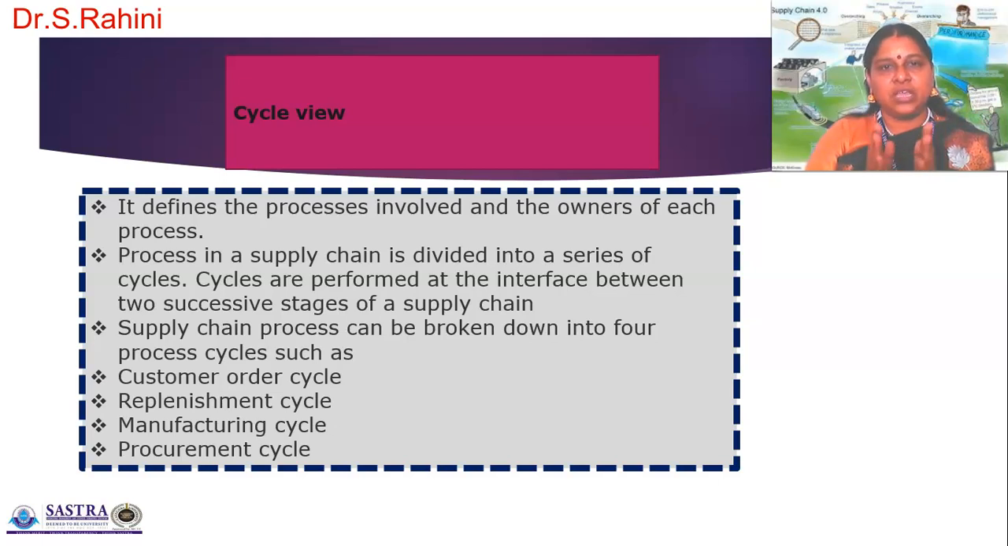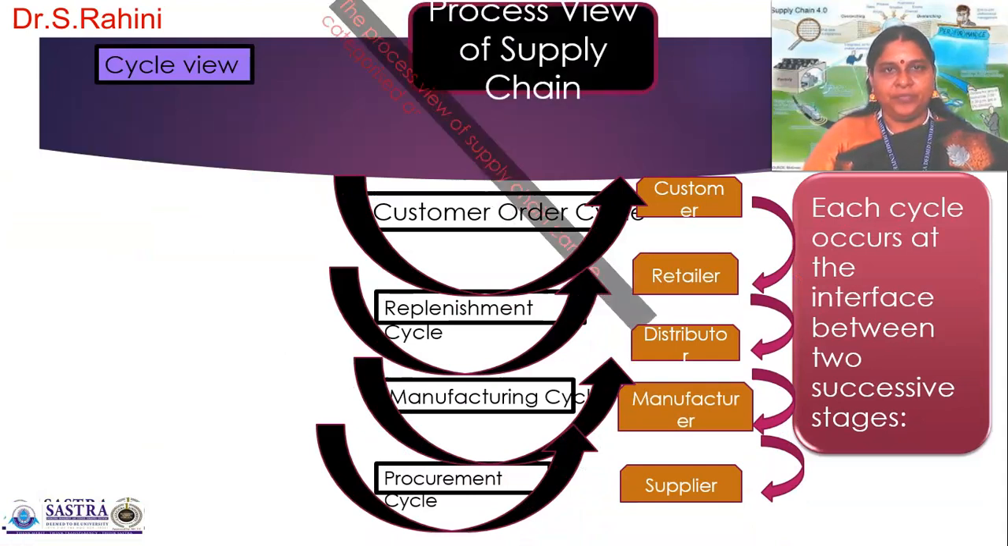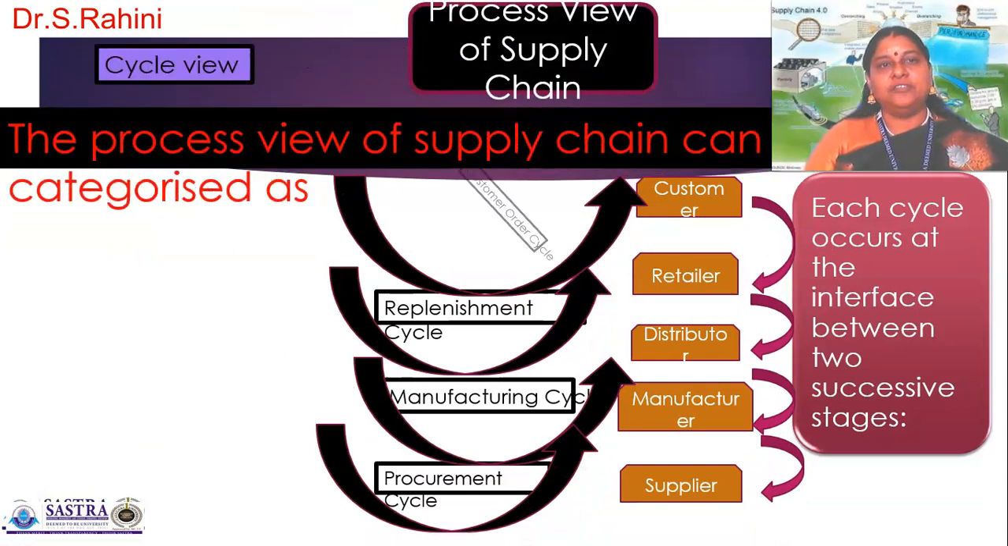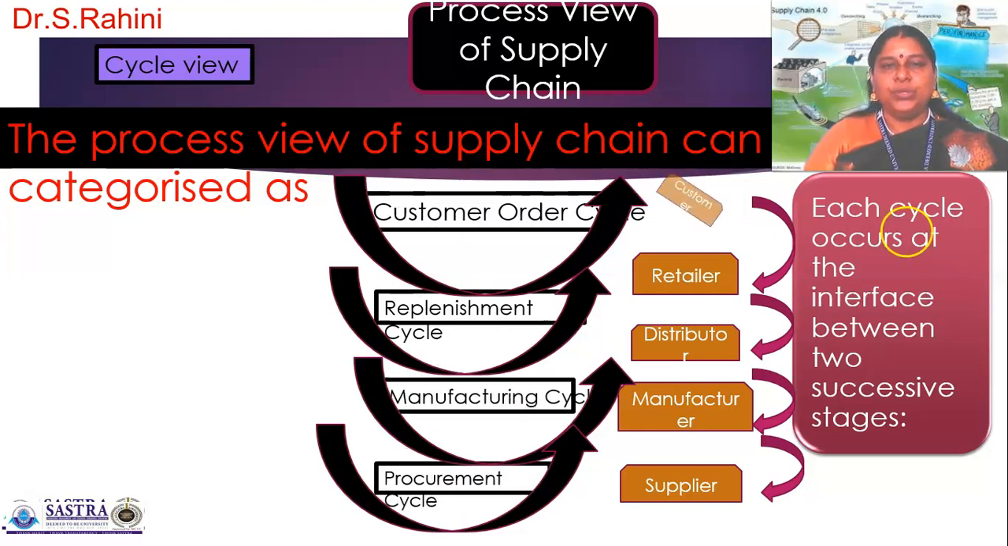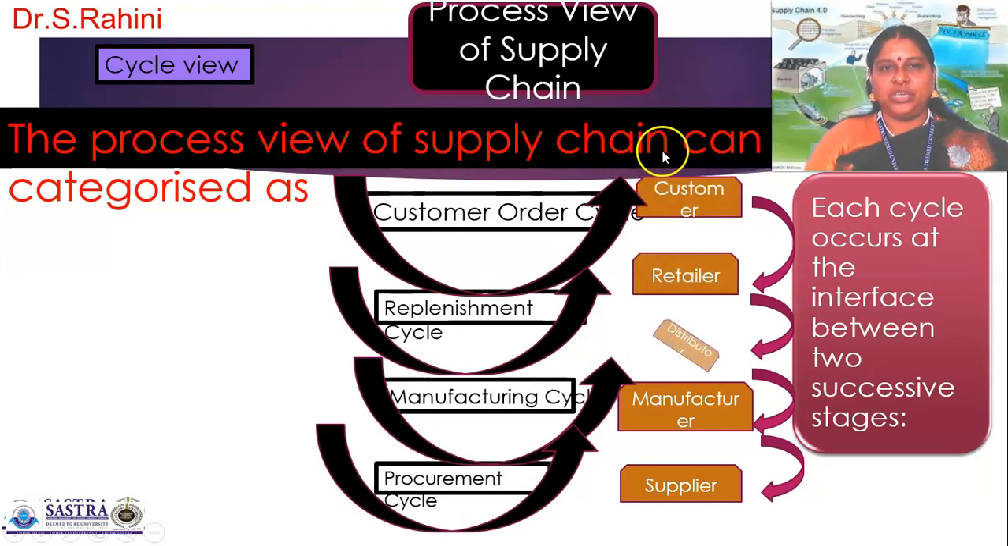So supply chain can be broken into four major cycles. Number one is the customer cycle, then the replenishment cycle, manufacturing cycle, and procurement cycle. All these cycles we will be discussing in the cycle view. This is how consecutive cycle views will be depicted. This is the depiction of the cycle view in the supply chain.